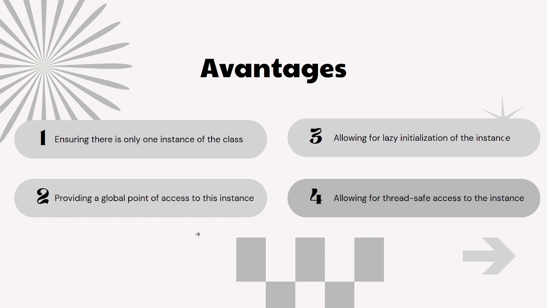For example, let's say we have a class that represents a database connection. We want to ensure that there is only one instance of this class, so that we don't end up with multiple connections to the same database. We can use the singleton pattern to ensure that there is only one instance of the class, and that instance is globally accessible. This allows us to ensure that there is only one connection to the database and improve performance, while at the same time reducing resource usage.